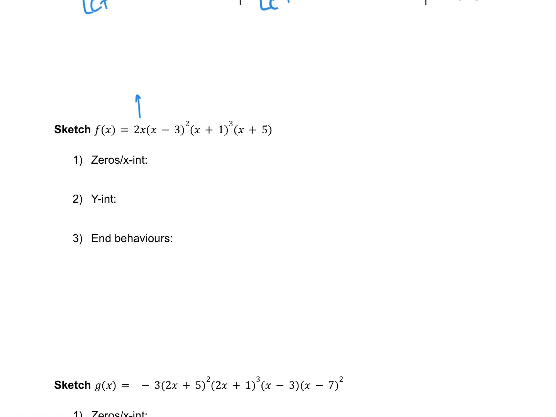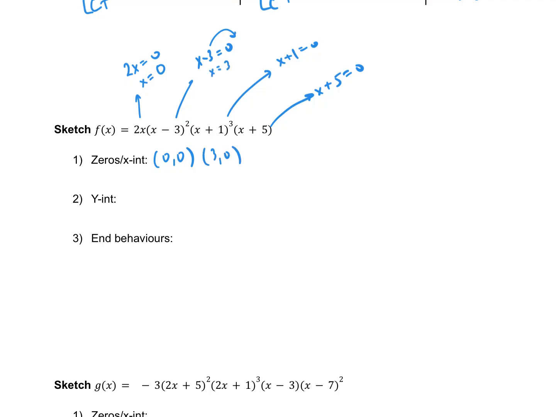You're just setting each factor equal to 0 and solving for x. So for 2x = 0, when we divide both sides by 2, we get 0. For the other one, we bring the negative 3 over, becomes positive 3. Bring the 1 over, becomes negative 1. Bring the 5 over, becomes negative 5.